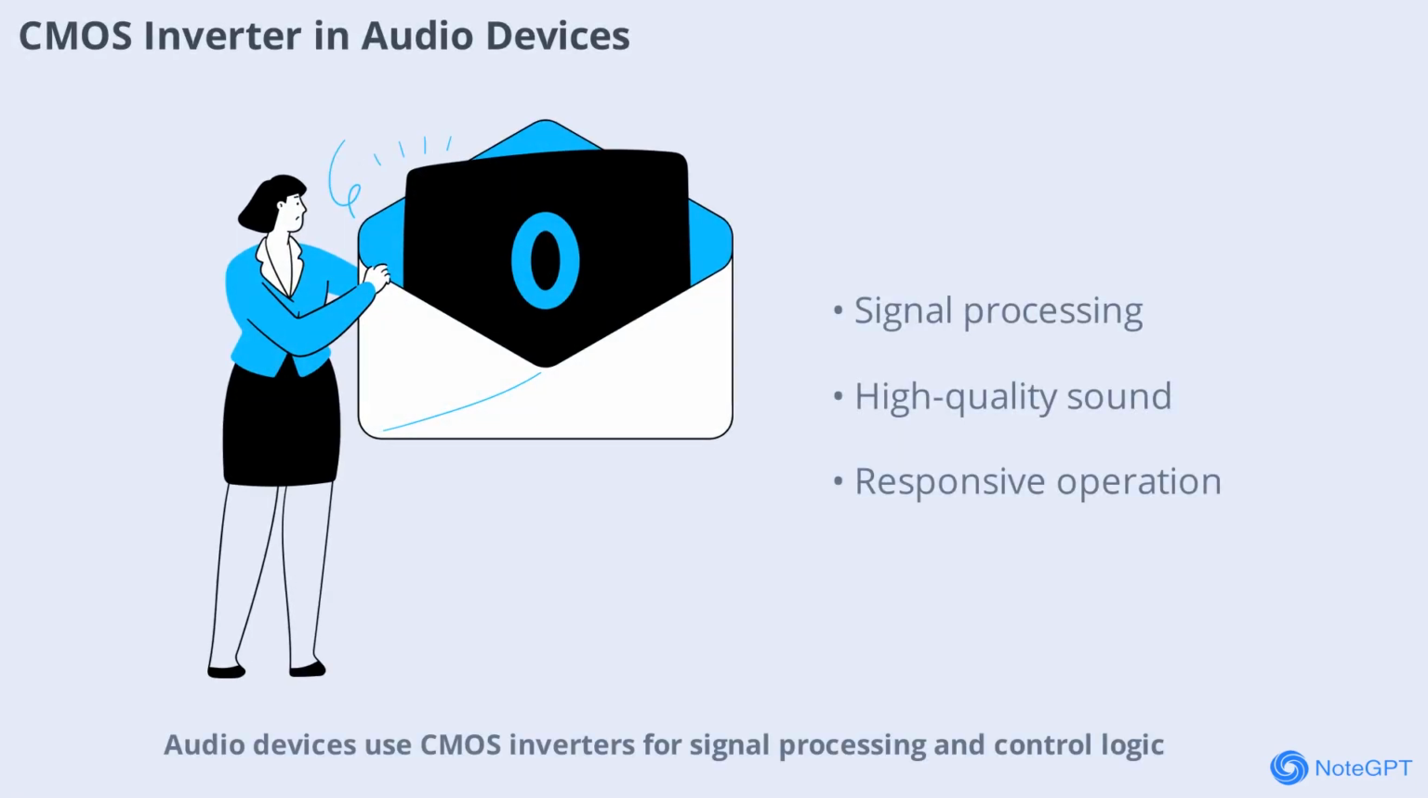Audio devices use CMOS inverters for signal processing and control logic. Their efficiency supports high-quality sound and responsive operation. We'll highlight how CMOS inverters enhance audio technology and user experience.